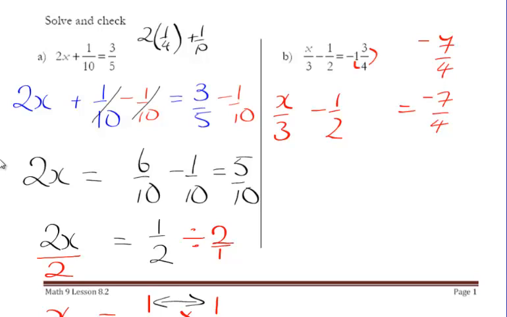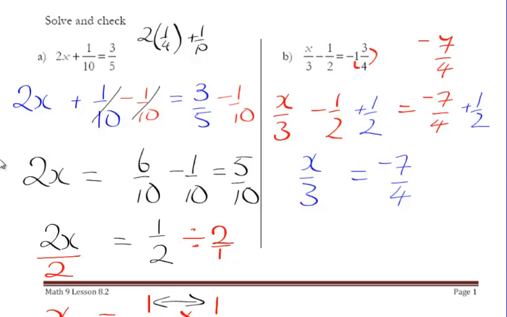What do we need to do now? In isolating the x term, what are we going to do? We're going to add 1/2. Here we're going to add 1/2. Now, x over 3 is equal to negative 7 over 4.